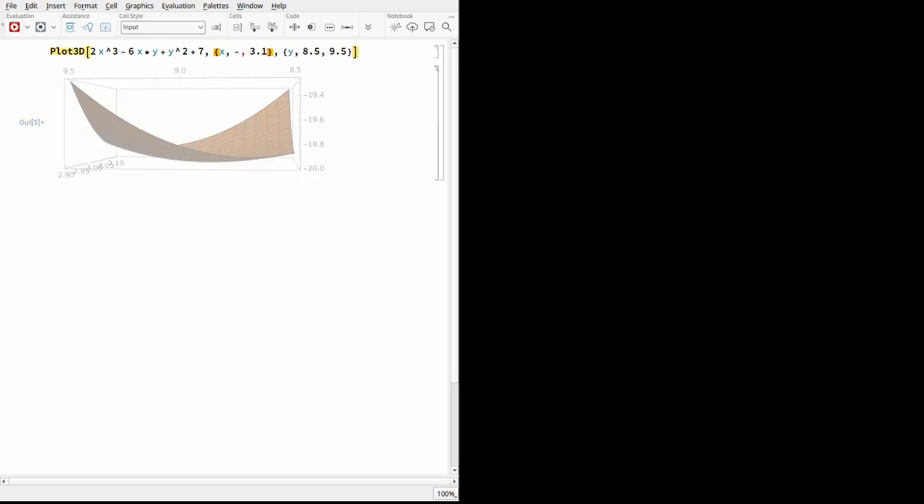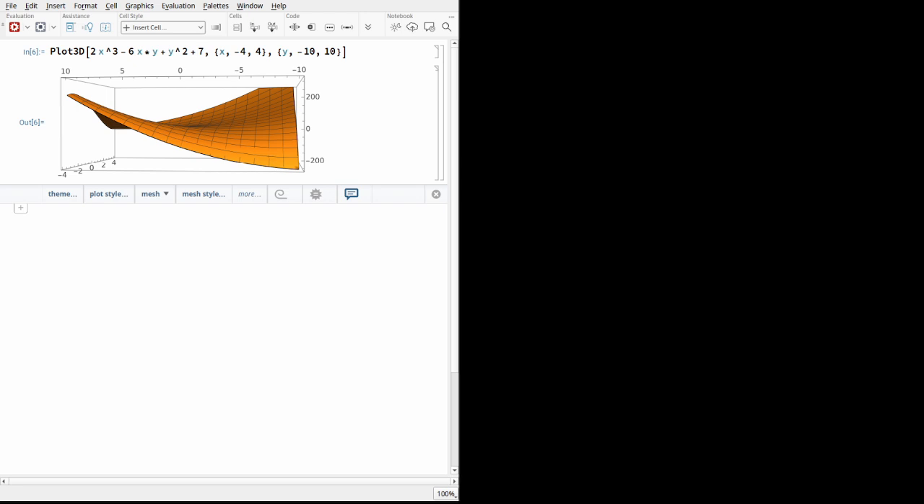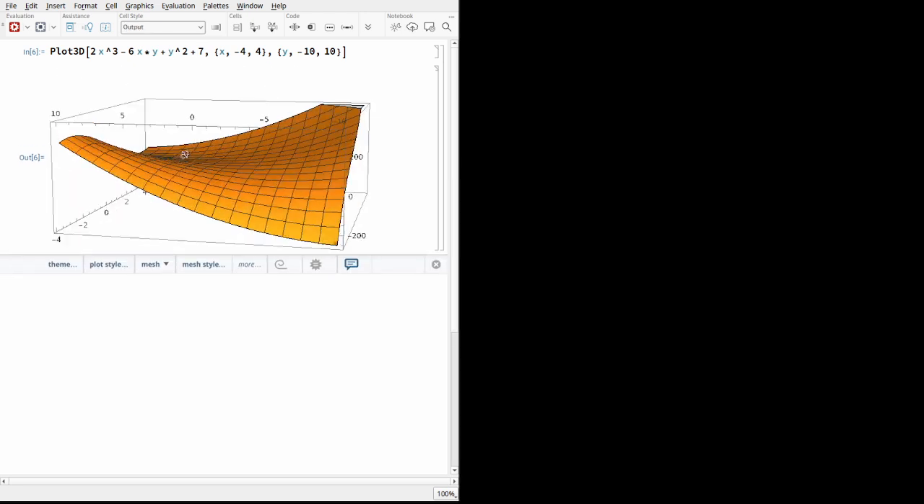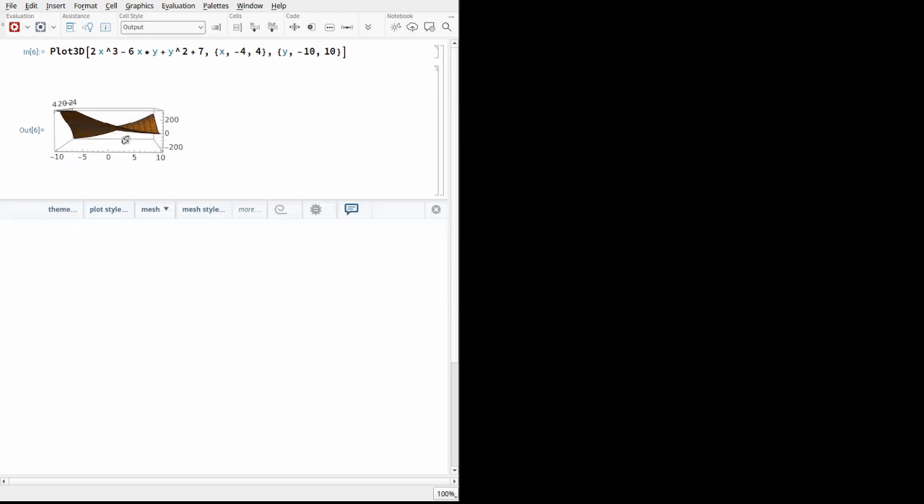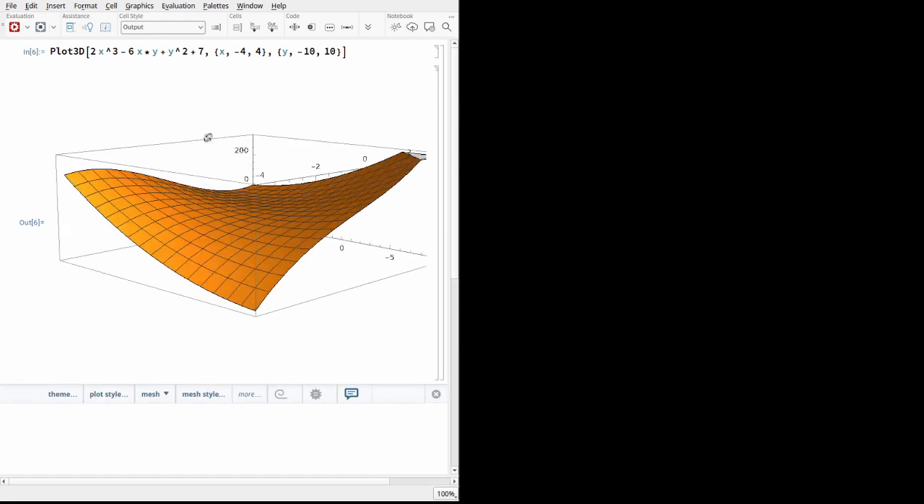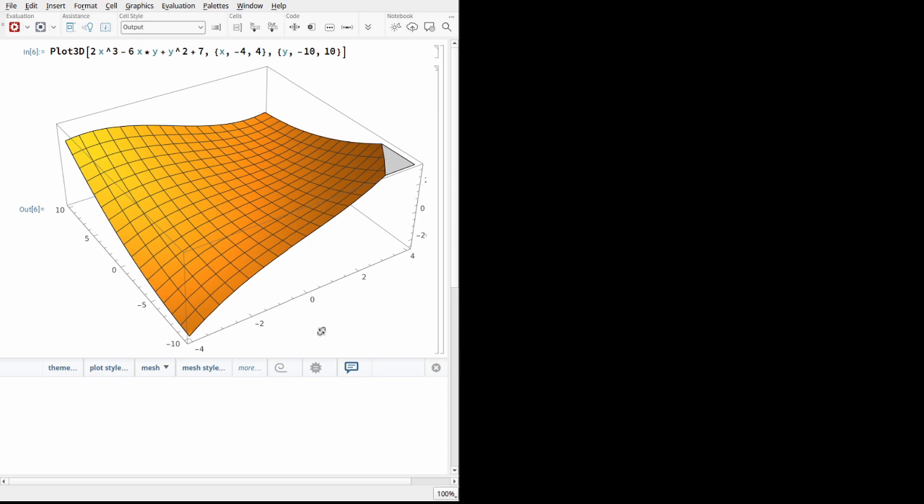So, when we look at this surface on a large scale of -4 to 4 and -10 to 10, that local behavior is a little hard to see. But if we zoom in near those critical points, we can find that behavior, and using the combination of the Hessian and the partials, we're able to find where those fixed points are.